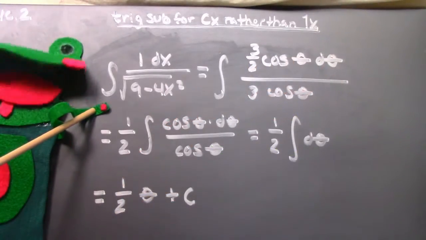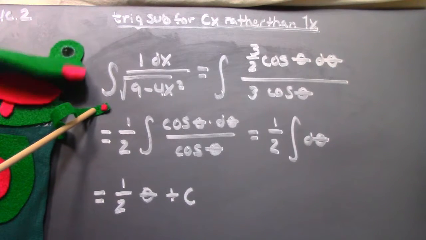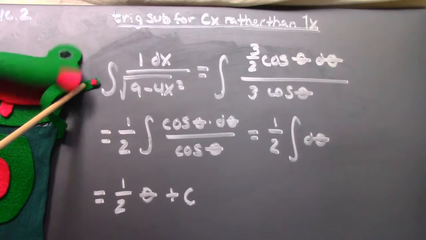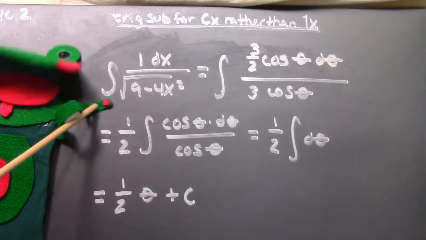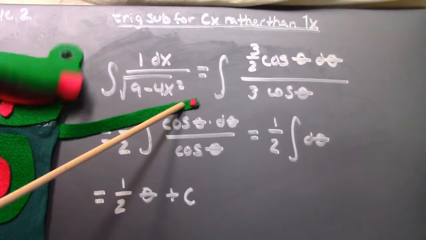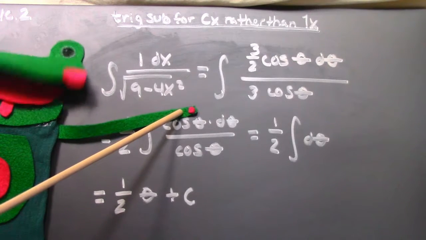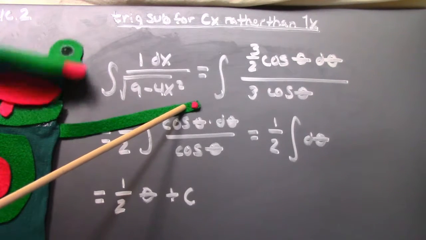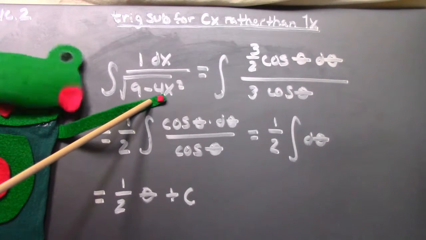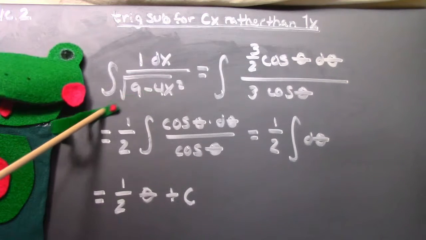And that brings us to step 5. Plug in the discovered information and solve the indefinite integral in terms of theta. So right here I've got the integral of 1 dx over the square root of 9 minus 4x squared, which equals the integral of 3/2 cosine theta d theta over 3 cosine theta. I've figured this out by substituting in all of my theta terms instead of these x terms, because in this state it is not very solvable to me.